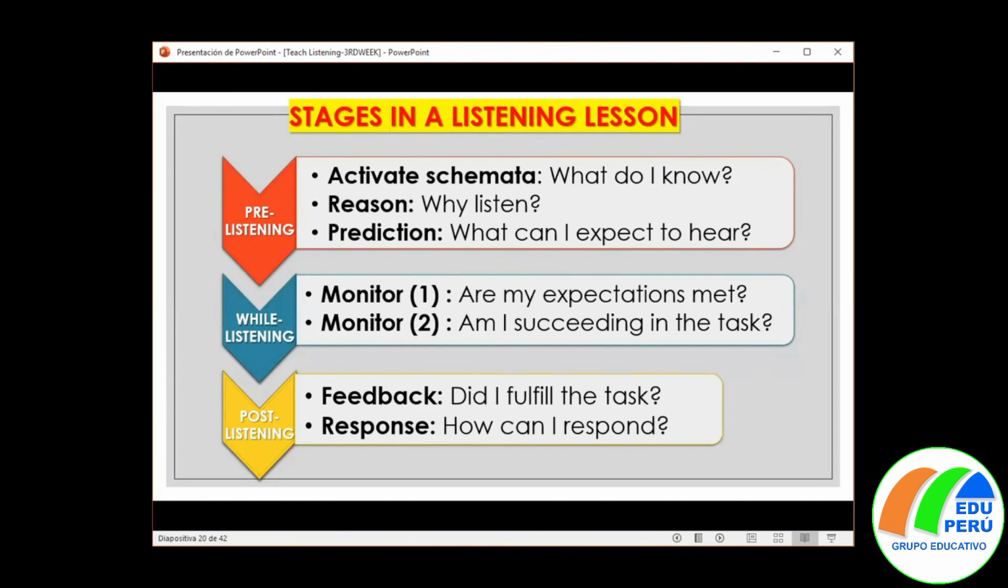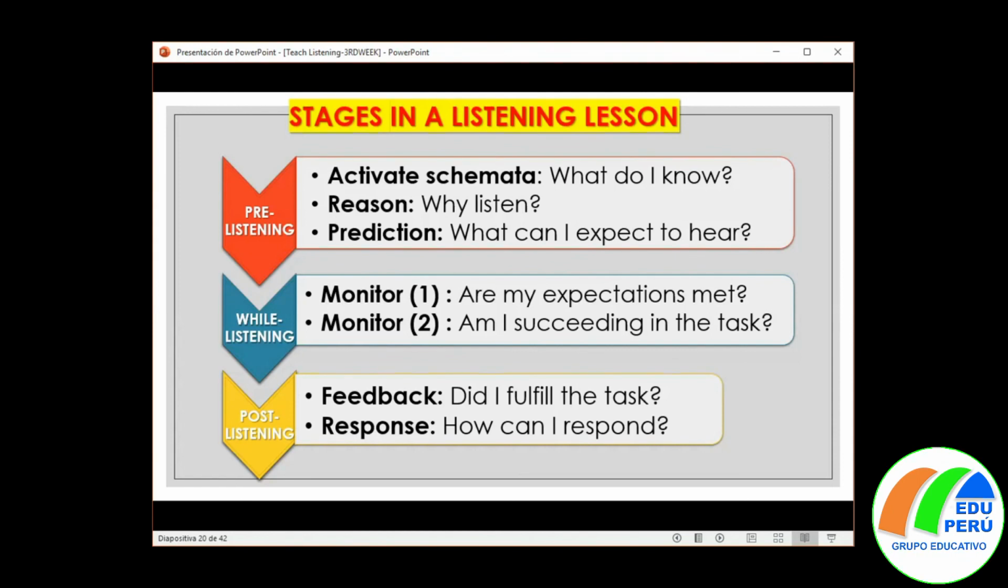So notice, there is a similarity, right? As I told you before, there is a similarity when we talk about the stages in a reading lesson or a listening lesson. These three stages, the most important is to recognize what you need to do. Pre-listening, to activate schemata, give a reason to the students, and make your students predict.